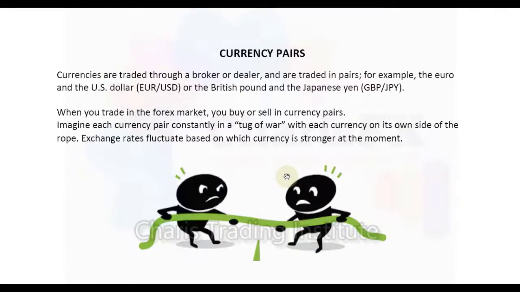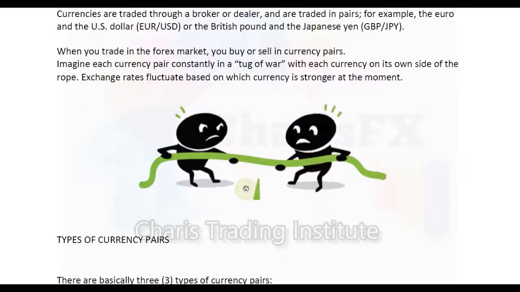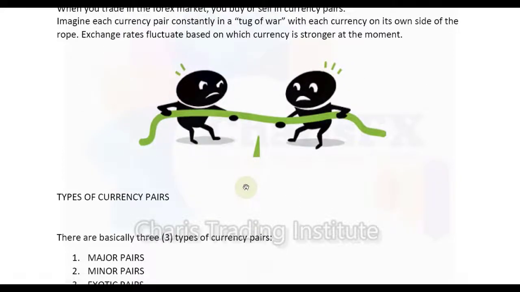Now imagine each currency pair constantly in a tug of war, with each currency on its own side of the rope. Exchange rates fluctuate based on which currency is stronger at the moment. The way currency pairs fluctuate is based on the strength or the weakness of one of the currencies. One has to be strong and one has to be weak.